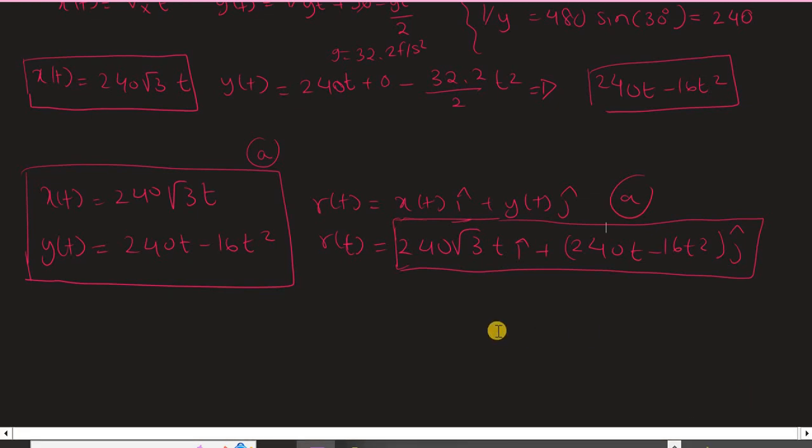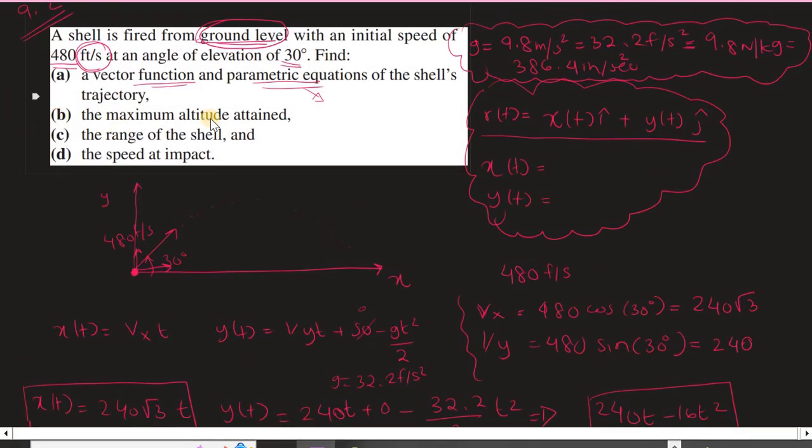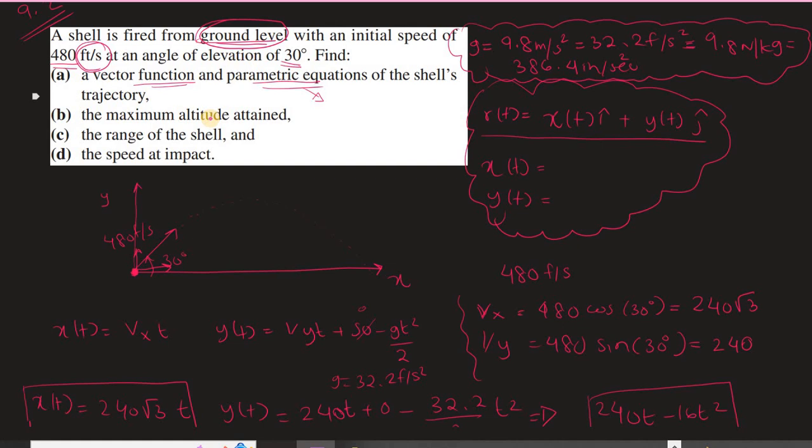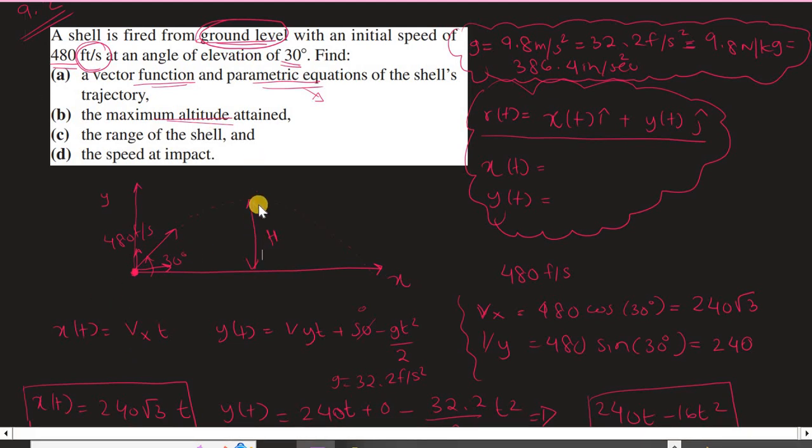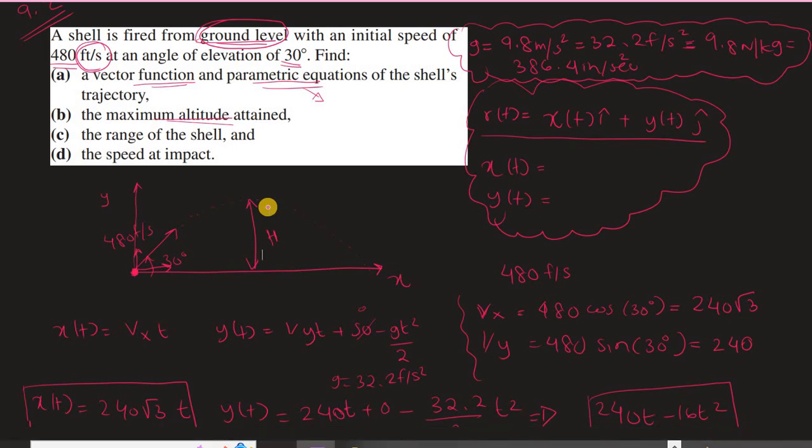Okay, now let's move on to part B. So what is part B? Part B is to find the maximum altitude attained. Which means we have to find the maximum height that the shell reached. So this is the maximum height that we're looking for. And how do we calculate this? Do you guys know any hint to calculate this? Just think about it. Do you guys know anything that is related to maximum height? Just think of it for a second. You don't know it, right?